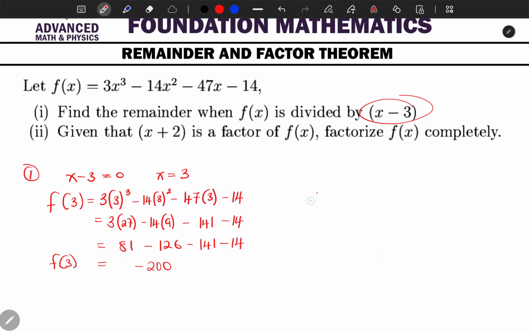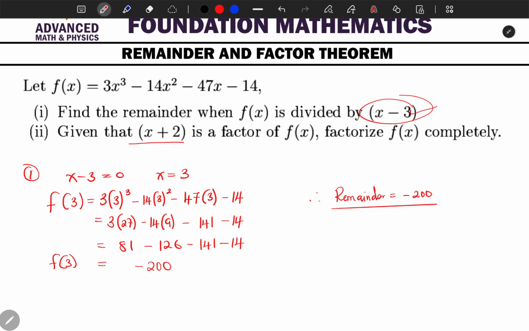Therefore, you will conclude the remainder is negative 200. That's all. Then part 2 is telling us to factorize the expression completely. At least we know that this is a factor and that one is a factor.